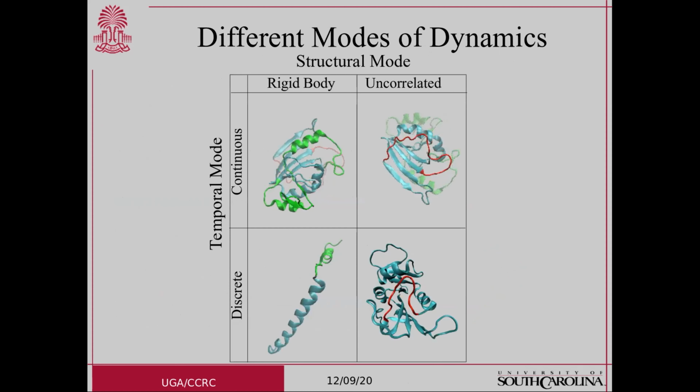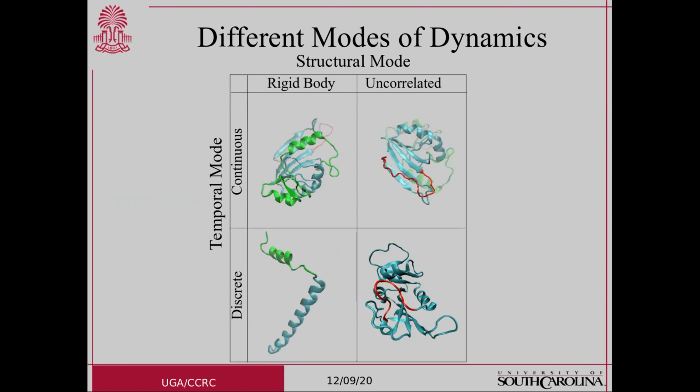So I'm going to skip over it for now, unless there are specific questions. I also want to bring some clarification and nomenclature to what we define to be dynamics. So here are 2 dimensions of dynamics. So I have structural mode of dynamics and temporal mode of dynamics.